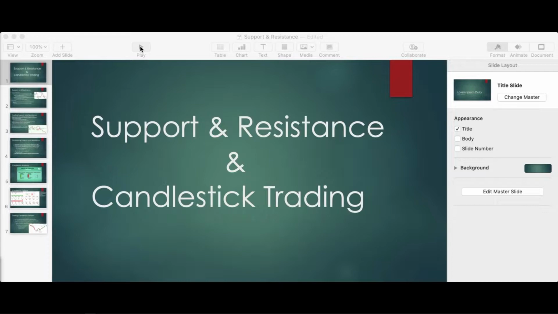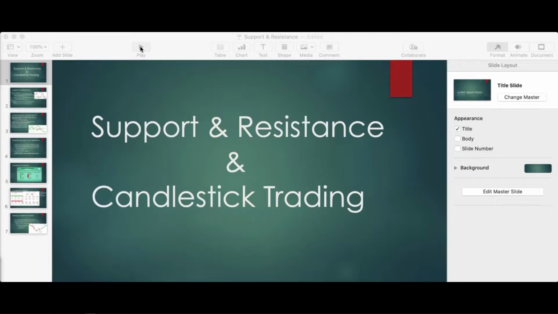With support, it occurs when a downtrend is expected to pause or reverse due to a concentration of demand. So I like to think of it as whenever price action is above a key level, that would make that level support. So if price action is above a key level, that is support. With resistance, resistance occurs where an uptrend is expected to pause or reverse due to a concentration of supply. So with price action, if price action is below a key level, that would be considered resistance.